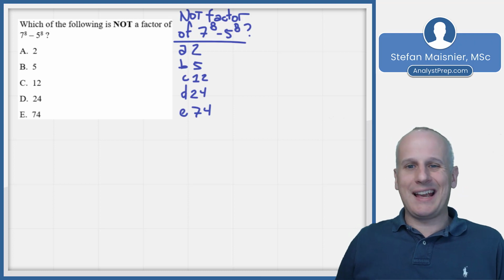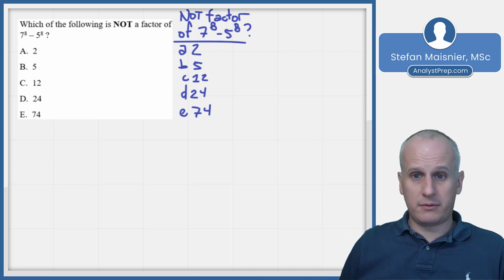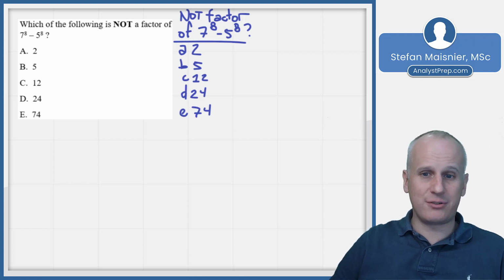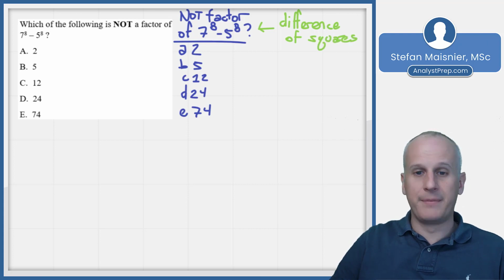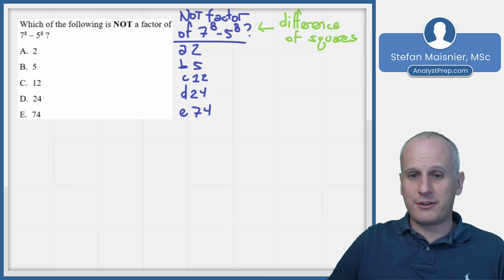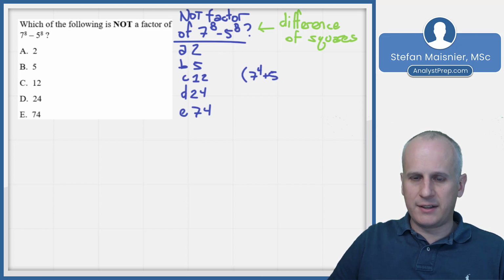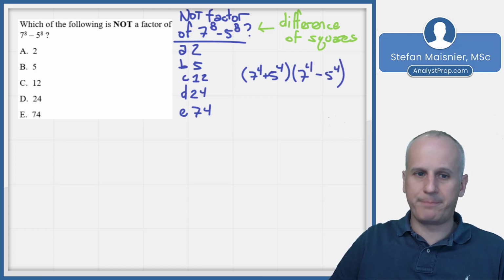So, looking at this as a quadratic identity kind of problem, I've got perfect squares. This is actually a difference of squares. Now, the way that we're going to have to factor that out is we're going to have 7 to the 4th plus 5 to the 4th times 7 to the 4th minus 5 to the 4th.